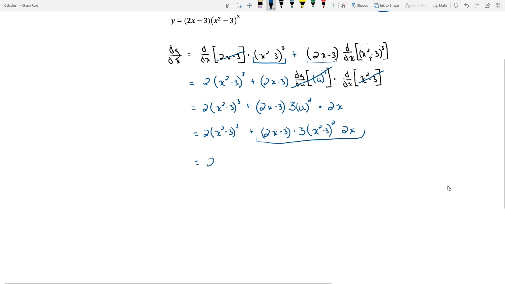And we can say that this is 2x squared minus 3 to the third plus, and let's go ahead and take care of the 3 and the 2x. So we have the 3 and the 2x can be combined. That's going to give us 6x multiplied by 2x minus 3. That multiplied by x squared minus 3 squared.